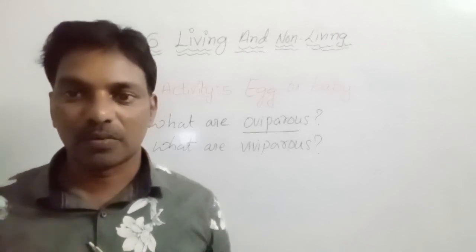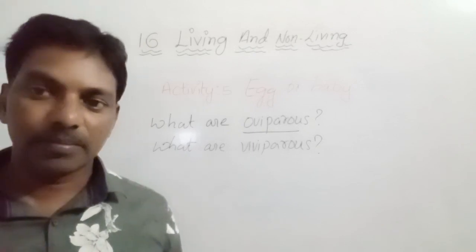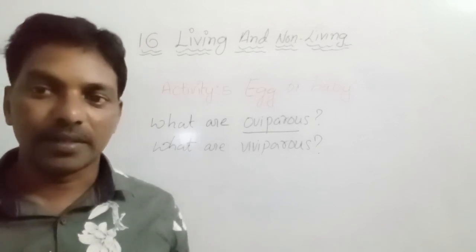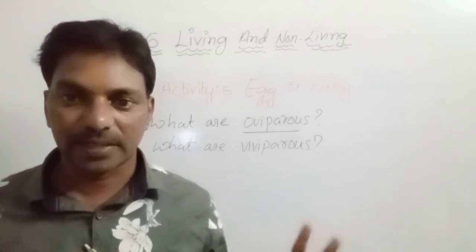So this is about oviparas and viviparas. Plants also, as I said already, with the help of seeds we will get a new plant, and that is also their offspring. So this is the complete conclusion of Activity 5.